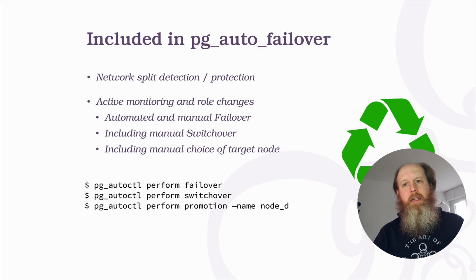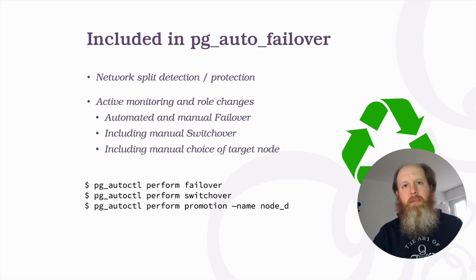pg_auto_failover finally also includes network split detection and protection. Protection against split brain. The last thing you want is to have two primary nodes online at the same time. You want one primary, whatever happens, and sometimes you might have zero, but one is okay. Zero is temporary, it's transient, and it's not a happy case. But more than one is the end of the world, because now you have to reconcile data that has been modified concurrently on different nodes, and that's very complex.